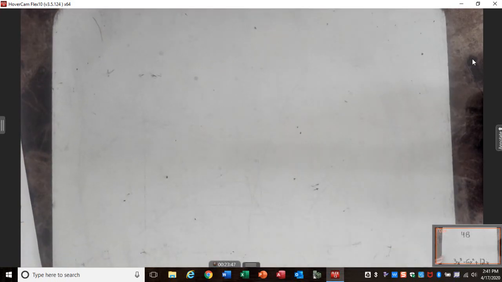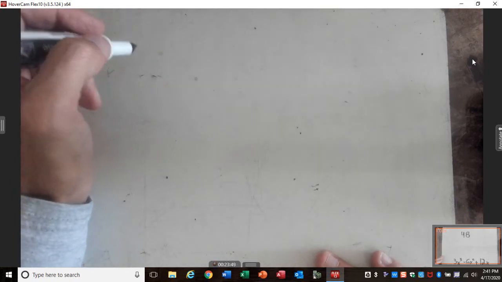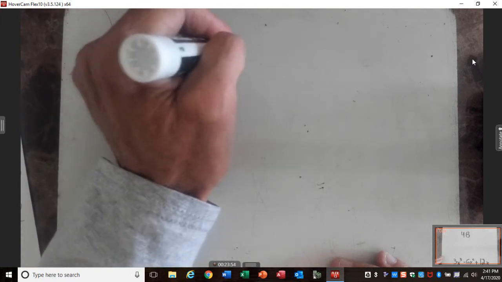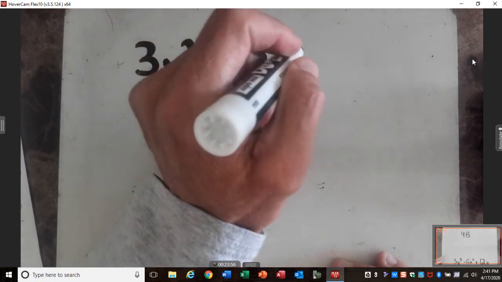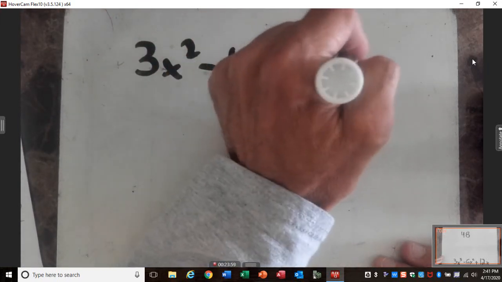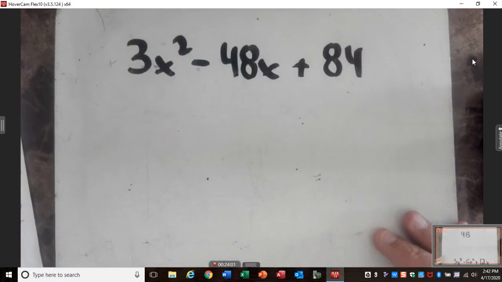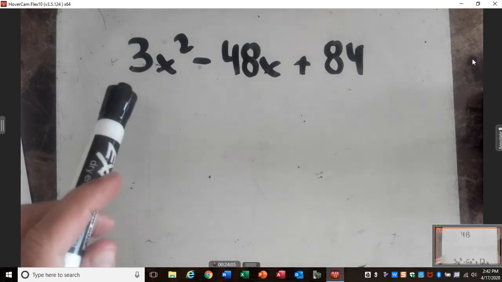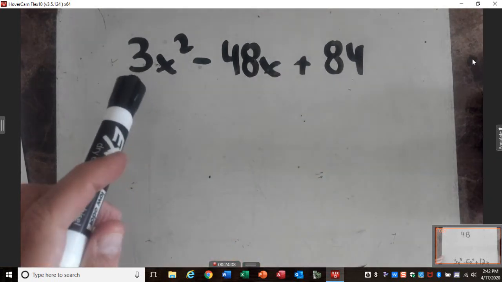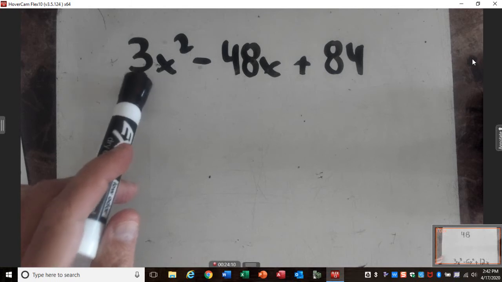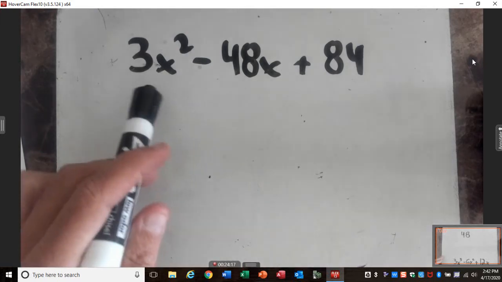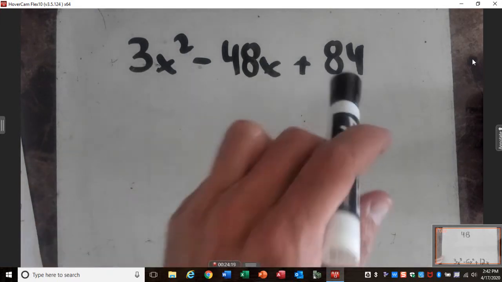Okay, let me show you one that you're going to see from time to time. 3x squared minus 48x plus 84. One thing that you always want to do, and I haven't mentioned this yet, is when you get a factoring problem, you always want to ask yourself, can I factor something out? Can I simplify this? So what you usually want to do, if you see a number in front, see if that number goes into this number and this number. If it does, you can simplify this. And actually 3 goes into 48 and 84.